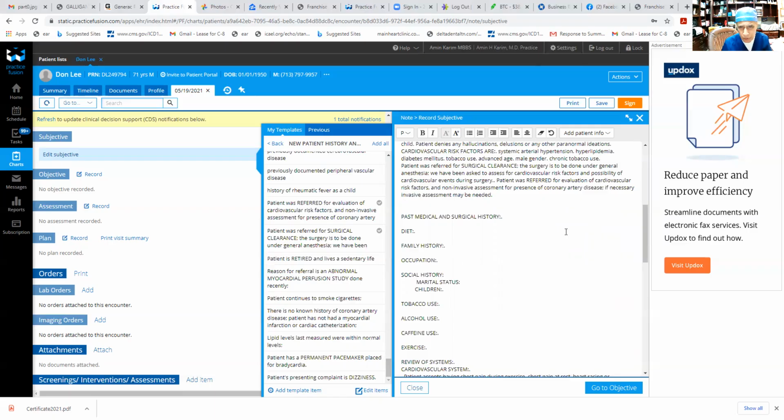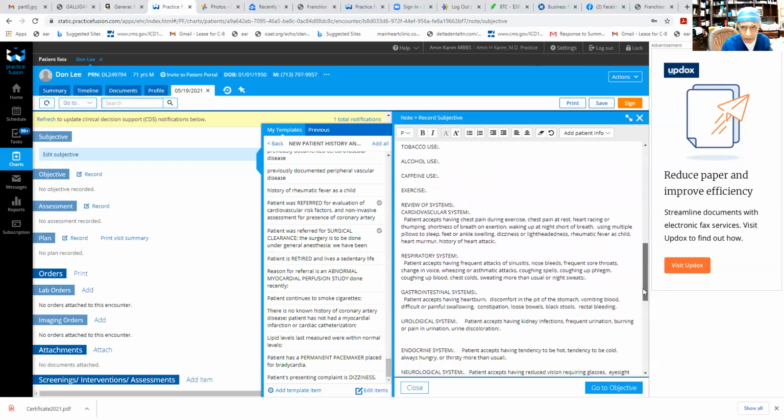Past medical history, you look on the questionnaire, write down surgery, diet, family history, occupation, tobacco, alcohol, caffeine, exercise, all these things. Now, cardiovascular, the review of systems, I have put down patient accepts everything in the world. Okay, so you pick and choose now. Patient accepts this, and wherever you feel the patient does not have this thing, you put down denies. So wherever you put yes, you write down accepts. Where you put no on the questionnaire, you say denies. So that's how review of systems is done.